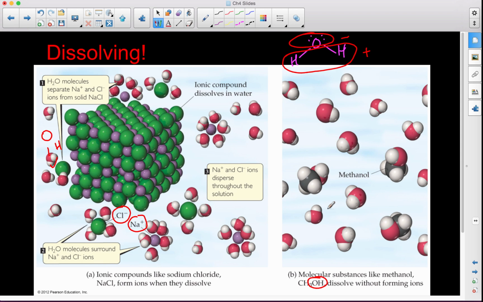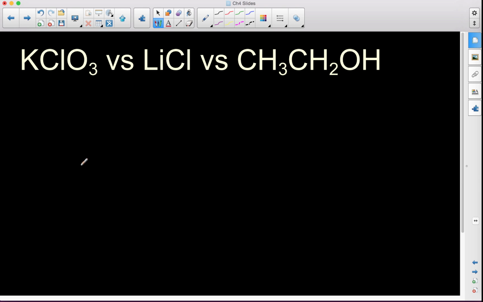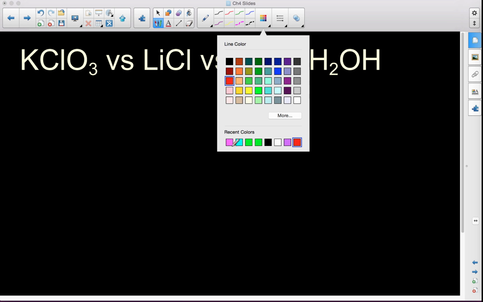This one is a little bit more complicated, and we'll do a lot more work with that in a couple of chapters. Okay, so over here, we're looking at a couple of different types of compounds, right? KClO3 versus this versus that. What do we know about KClO3? Right, it is an ionic compound.